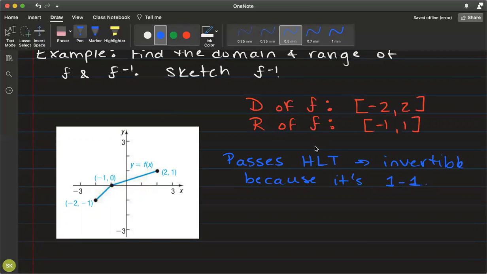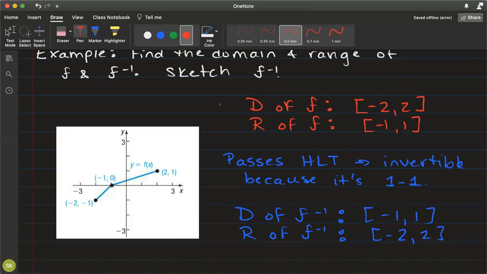Okay? Now, because it's invertible, we can talk about the domain of f inverse and the range of f inverse. I'm going to just tell you what they are using that property I mentioned before, but we're also going to graph it, and then you'll see the domain and the range. So the domain of f inverse is the range of f, so it's -1 to 1, and the range of f inverse is the domain of f, so that's going to be -2 to 2.